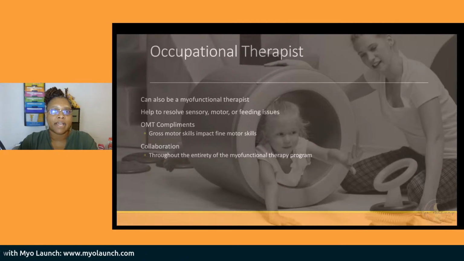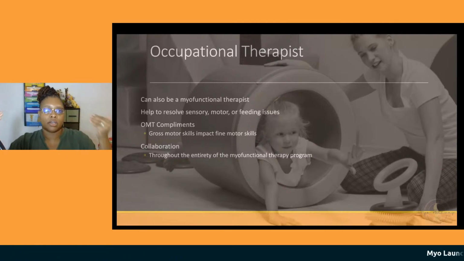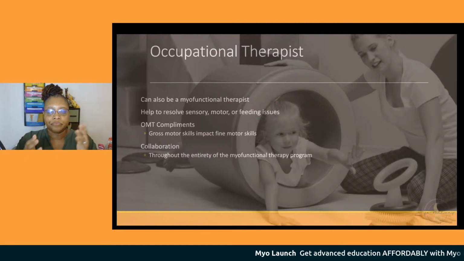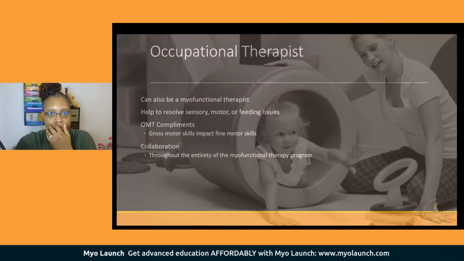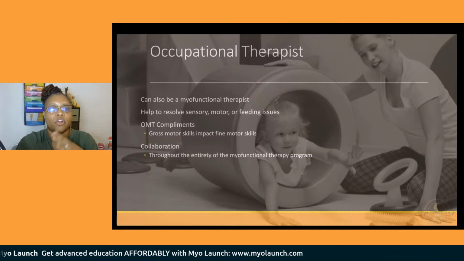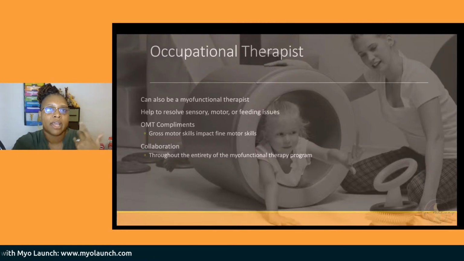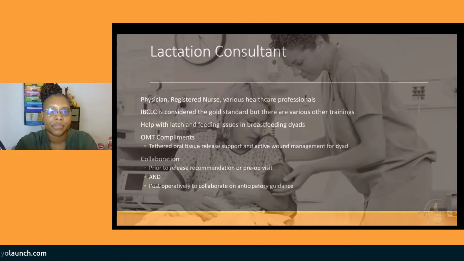Think of primitive reflexes and so forth. There are global issues that are going to cause issues when you're trying to get really niche in the body. And that's throughout the entirety of the myofunctional therapy program: you want to work with your occupational therapist if they're already working with someone. If they're not, you might be referring them out and sending them to work with someone.